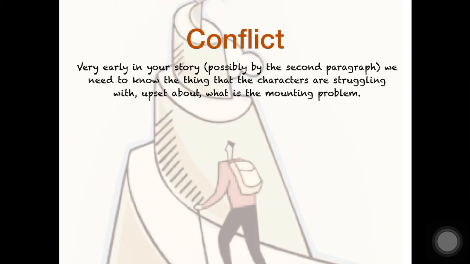Okay, that's why you see this climber climbing up a mountain, because this is the increasing thing in your book that gets your reader hanging on to what is going to happen, what is going to happen, what is going to happen. Okay, so as you are building this conflict, right off the bat, we need to see who has this struggle, okay? Who has this struggle? Who is upset? Who has the problem?